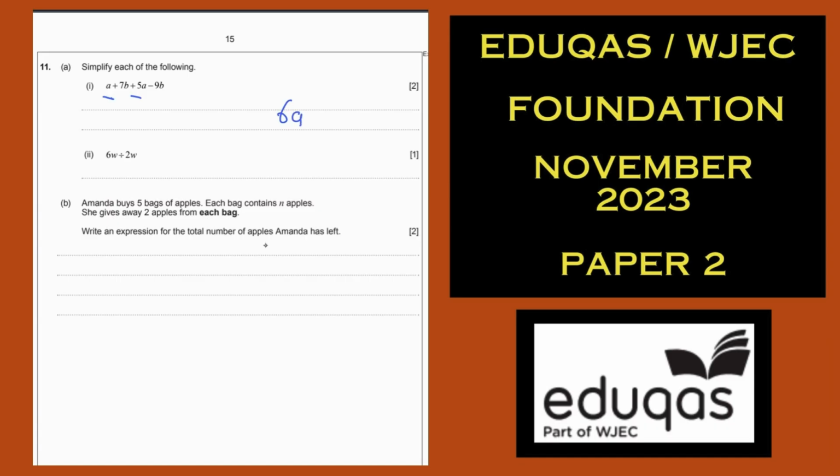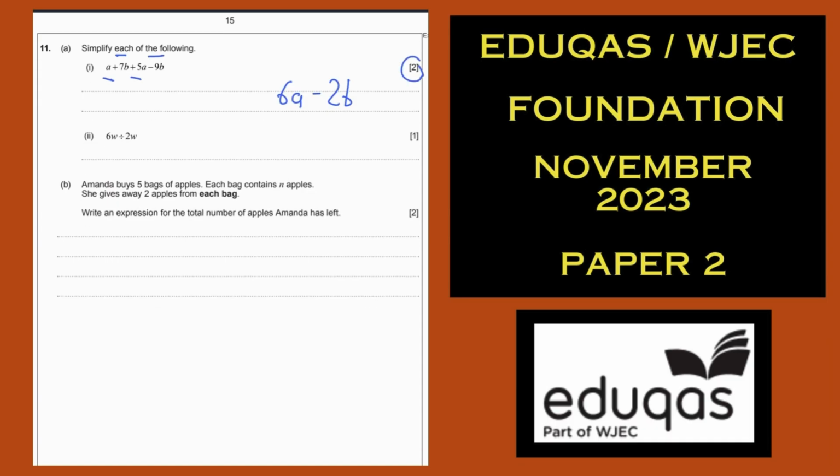Now read across again, but only pay attention to the B's. 7B, take away 9. 7 take away 9, you go down to minus 2B. 1 mark for each term.